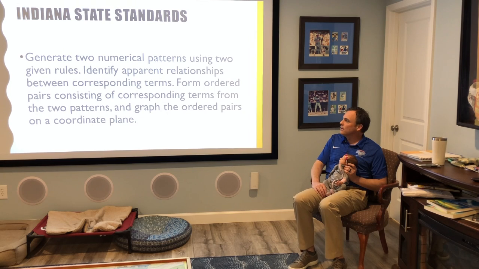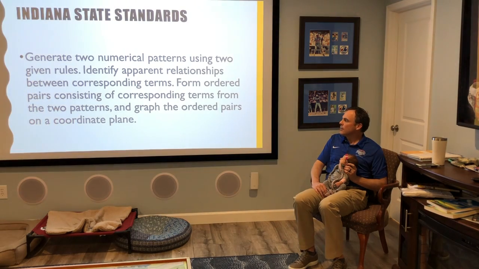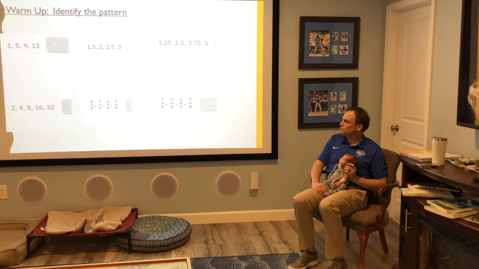Today's state standard is to generate two numerical patterns using two given rules to identify apparent relationships between corresponding terms, form ordered pairs consisting of corresponding terms from the two patterns, and graph the ordered pairs on a coordinate plane.